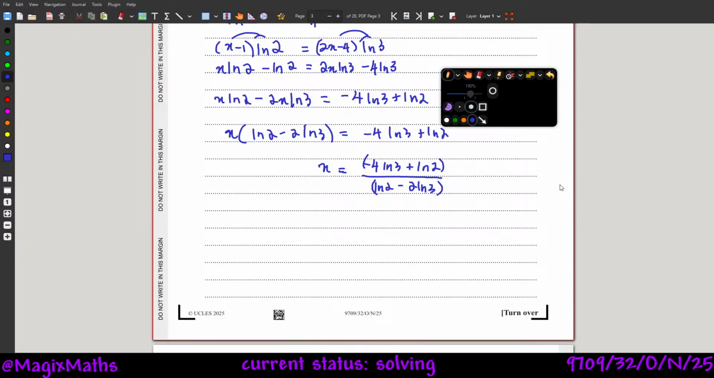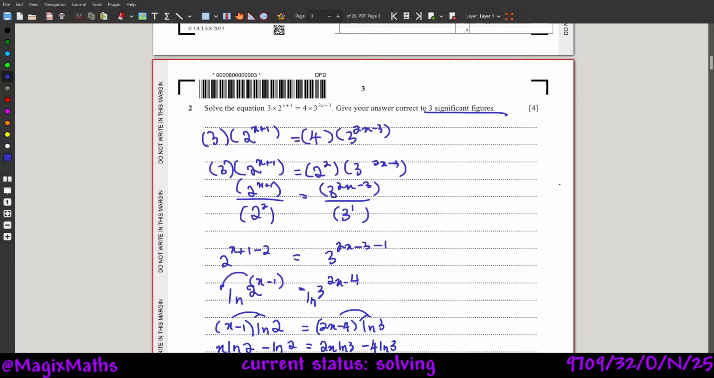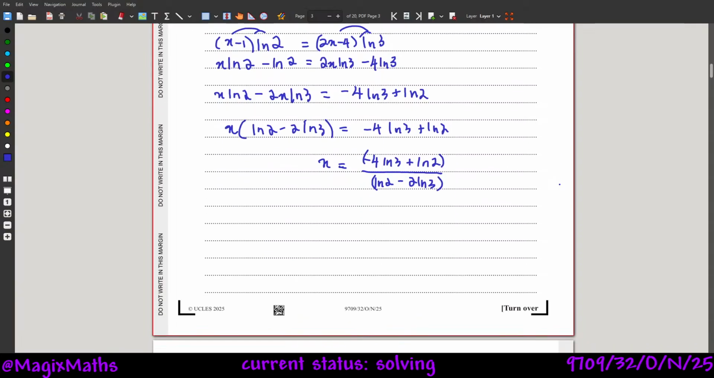So now I'm putting in the values. We have negative 4 ln 3 plus ln 2, divided by ln 2 minus 2 ln 3. Let's hope I don't make any mistakes. It's stated in the question that we need to have it correct to 3 significant figures. And from my calculator, x is equal to 2.46085. And then we round that off to 3 significant figures.